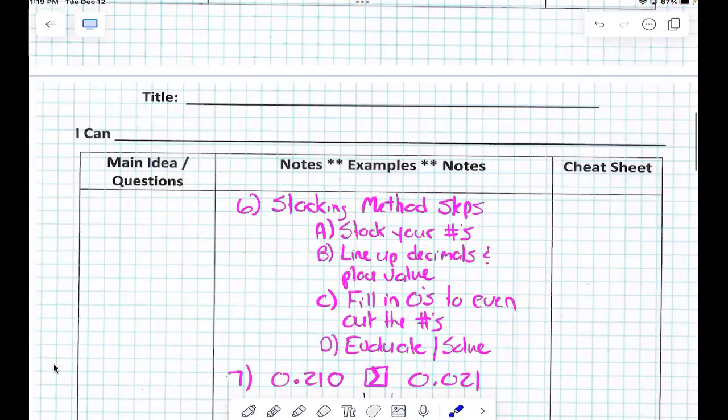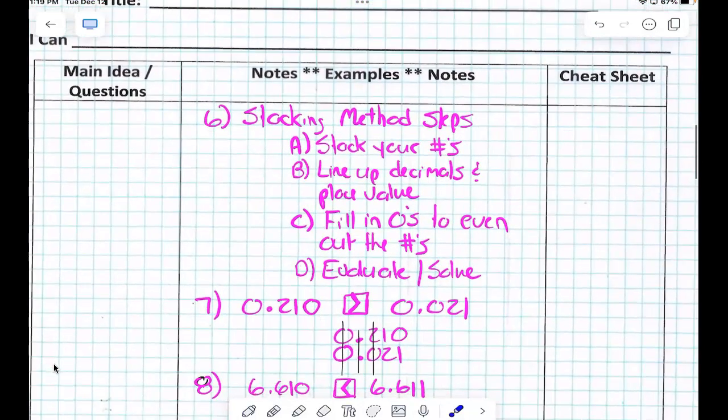Yes. So our stacking method, here we go. Step 1, stack your numbers. Say it. Okay, try that again. Step 1 in the stacking method is to stack your numbers. Step 2 is line up the decimals in place value. Step 3, fill in zeros to even out the numbers. And then evaluate and solve.